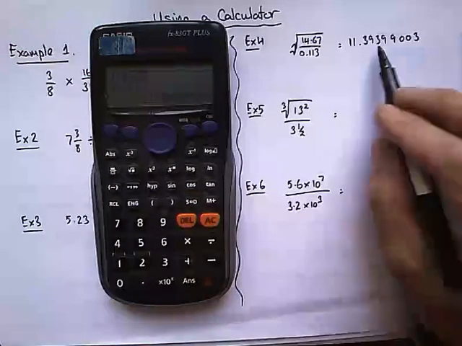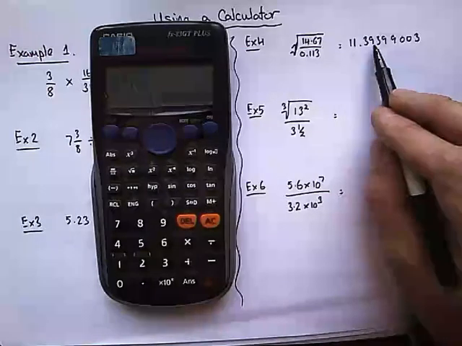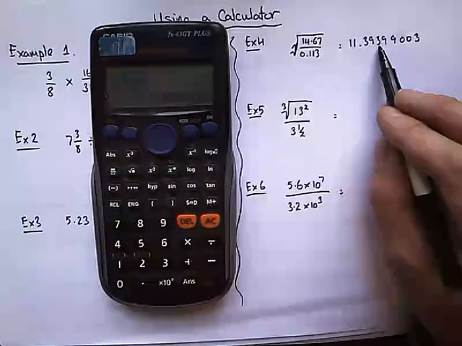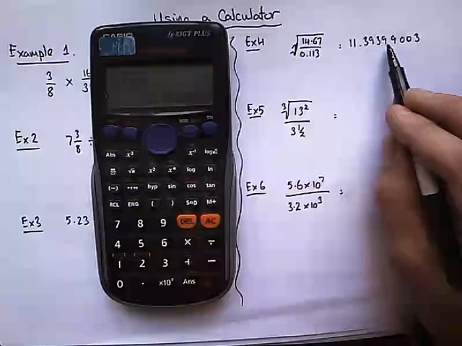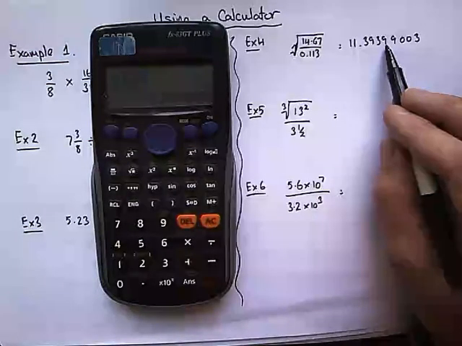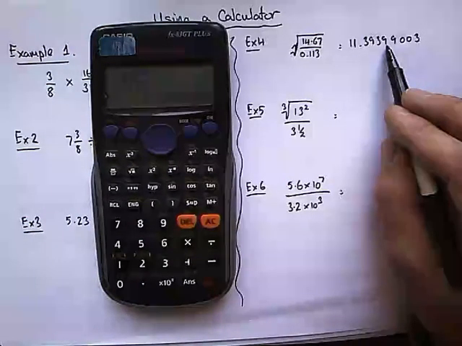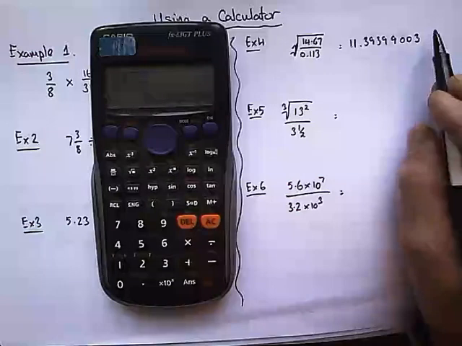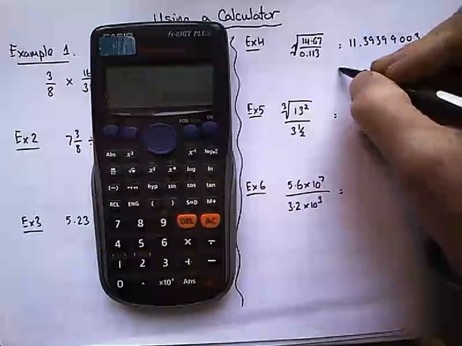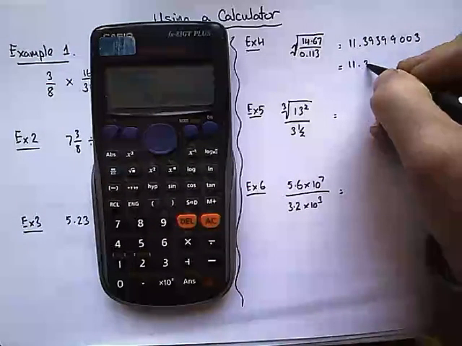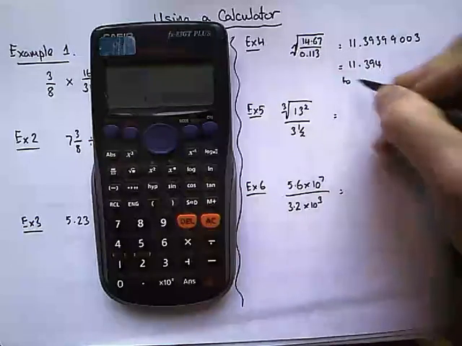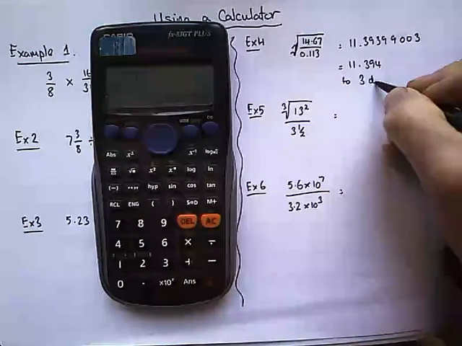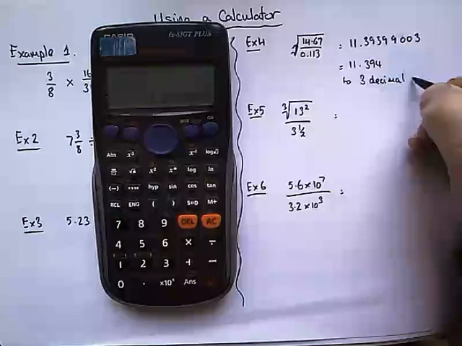So this is the first decimal place, this is 3, then the second, and then the third is a 3 again. Right, the next number, 5 or above, we give it a shove. So 9 is above 5, so we're going to give this 3 a shove up to 4. And then we're going to chop it off, so there's no other digits after that. So this is equal to 11.394 to 3 decimal places.